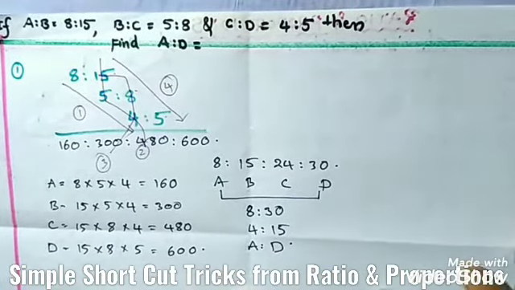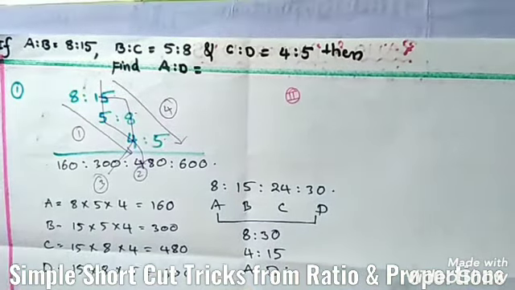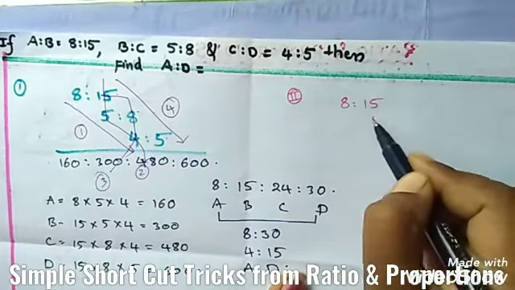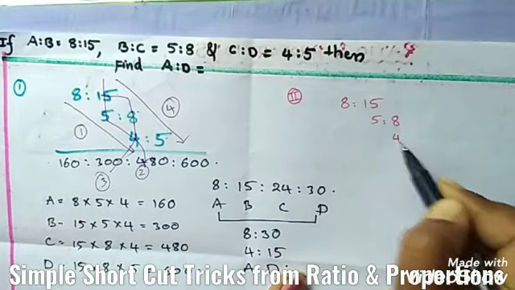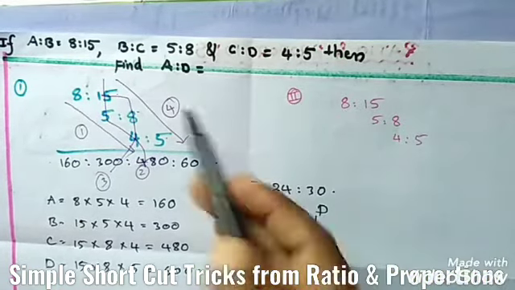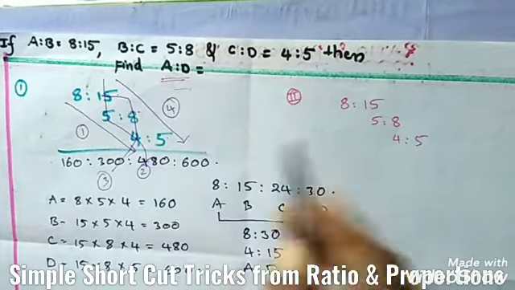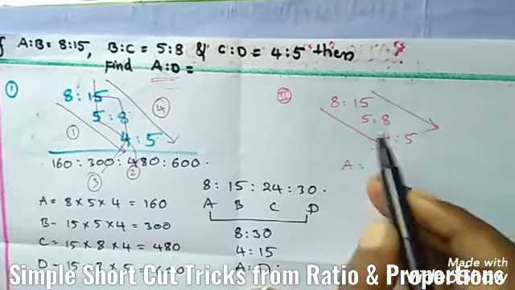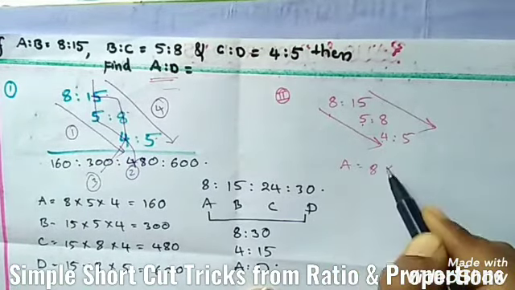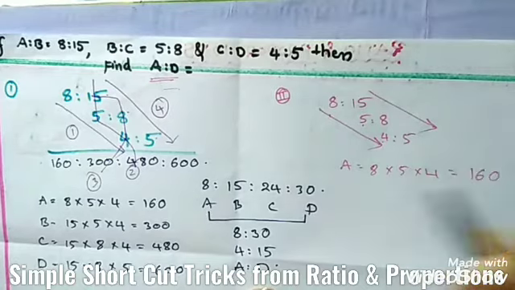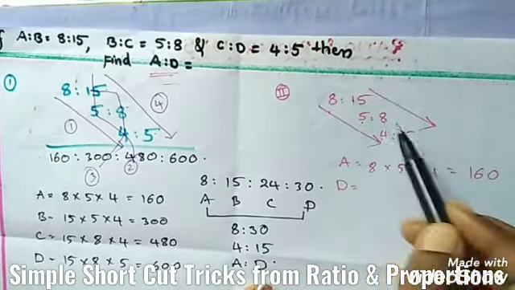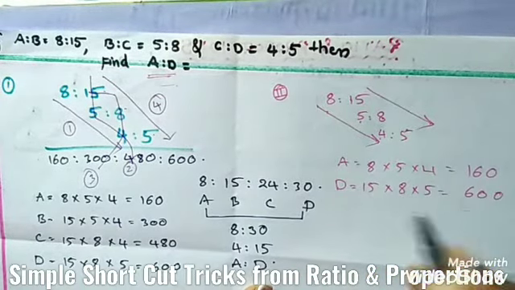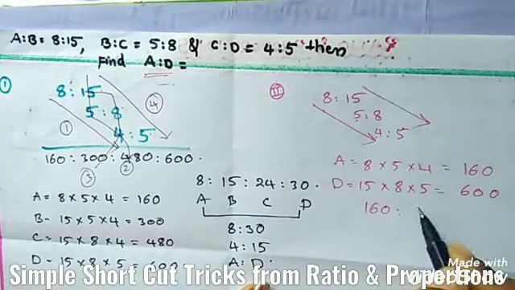Now let us see trick number 2. How can we solve this? In the second trick, directly you can write like this: 8 is to 15, 5 is to 8 and 4 is to 5. So you need to have A is to D. Multiplication for A is equal to 8 into 5 into 4 is 160. Now just to get D, 15 into 8 into 5, 600.